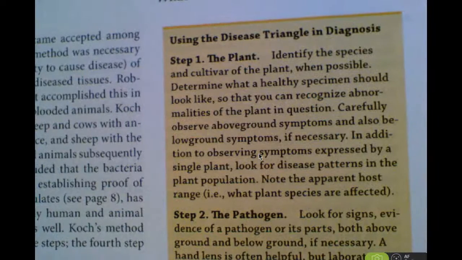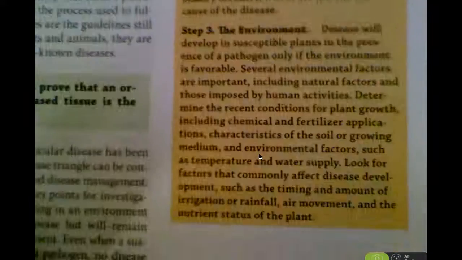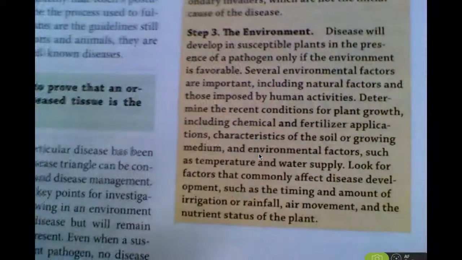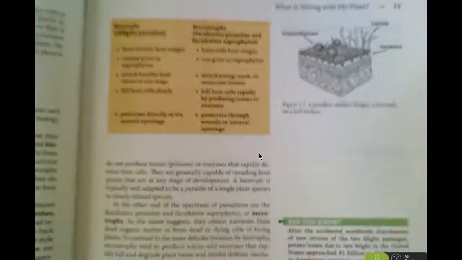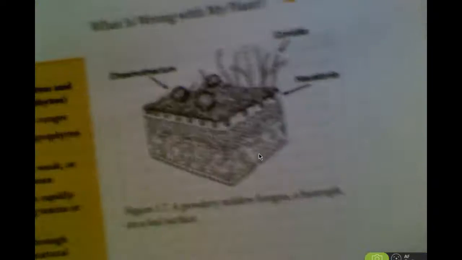So with the disease triangle, you're looking at the plant, the pathogen being present, and then the environment. Okay, I only have about 10 more minutes. And let me see. One thing I'd like to show you is just the infection mechanism.